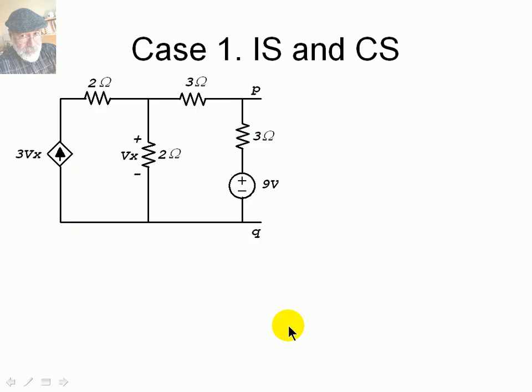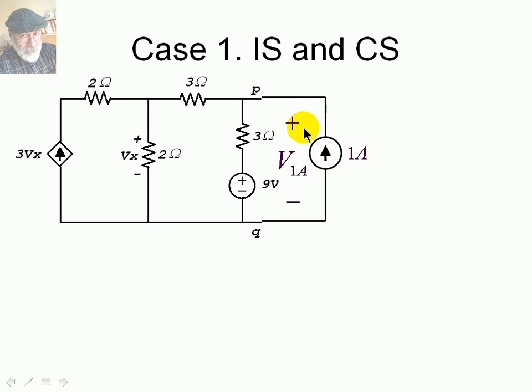Let's work on this circuit. Generic case, case 1, we have both independent sources and control sources. We want to find the Thevenin at port PQ. What do we do? Well, we apply the 1 amp current source. With 1 amp, a voltage V1a appears, without polarity, we're assuming.